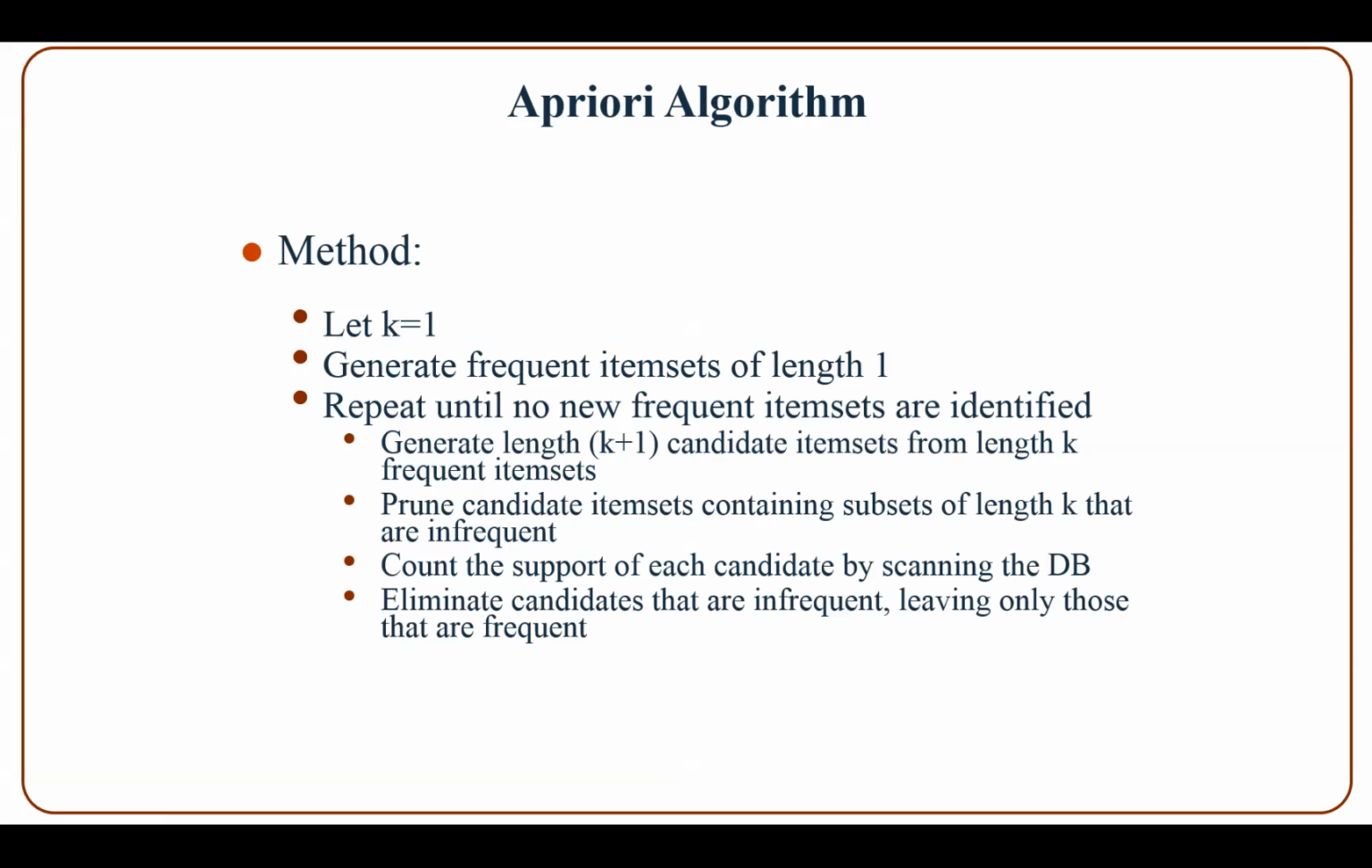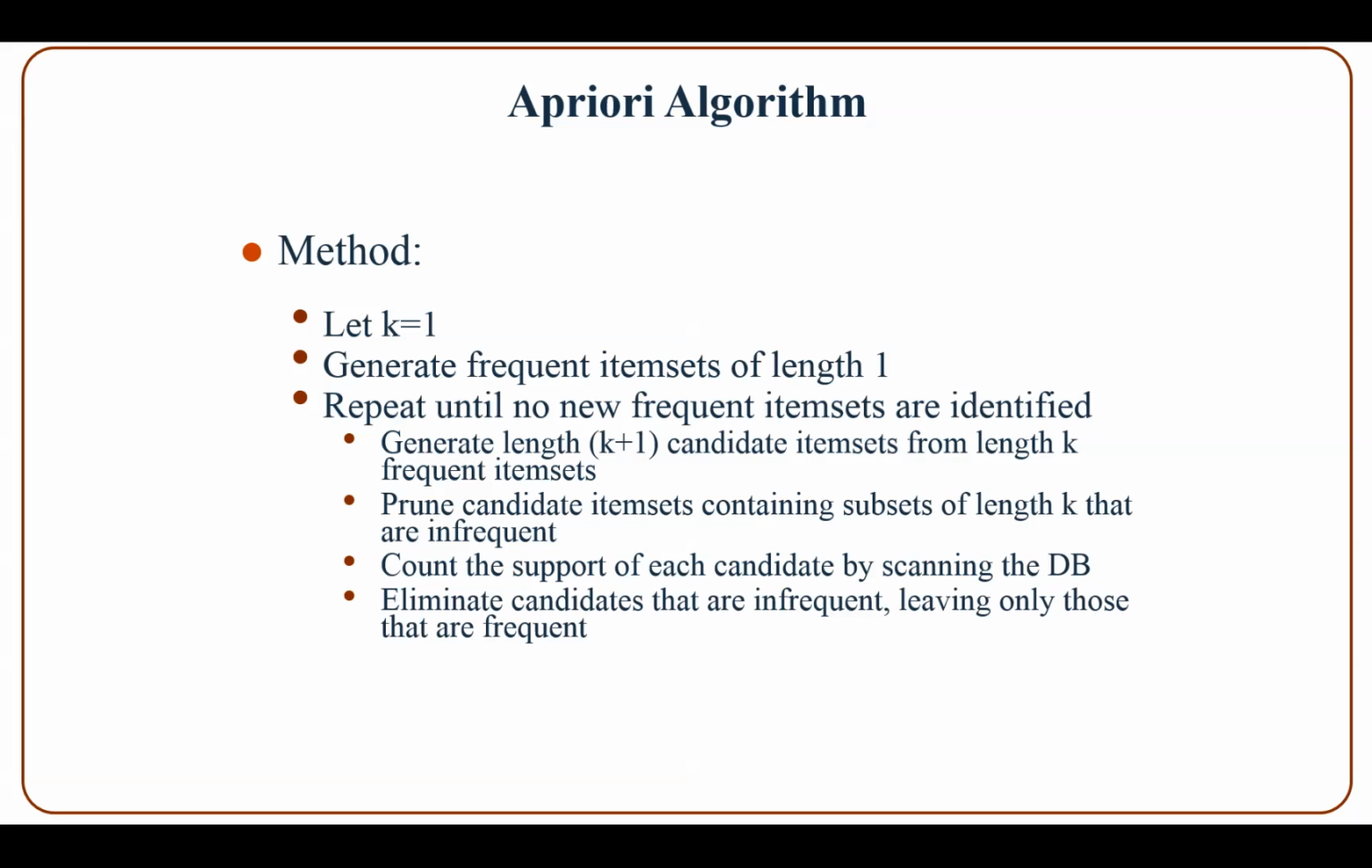This page shows the frequent item set generation in the Apriori algorithm. So the method is, at the beginning, let k equal to 1 and generate frequent item sets of length 1. And now comes the loop. Repeat until no new frequent item sets are identified. In each iteration, generate length k plus 1 candidate item sets from length k frequent item sets, and prune candidate item sets containing subsets of length k that are infrequent. Then count the support of each candidate by scanning the database and eliminate candidates that are infrequent, leaving only those that are frequent.